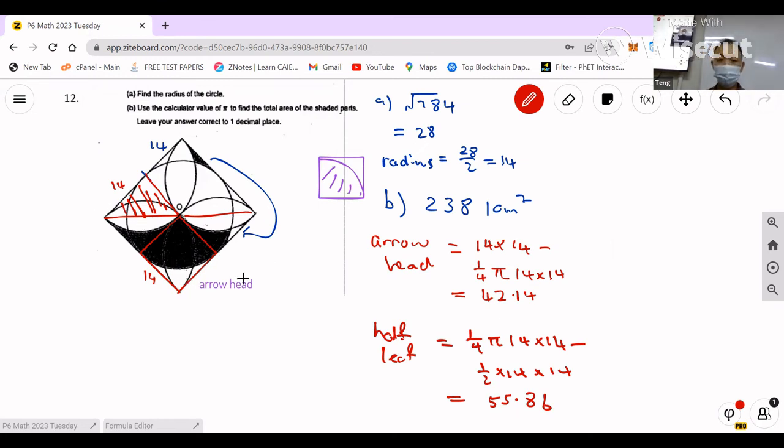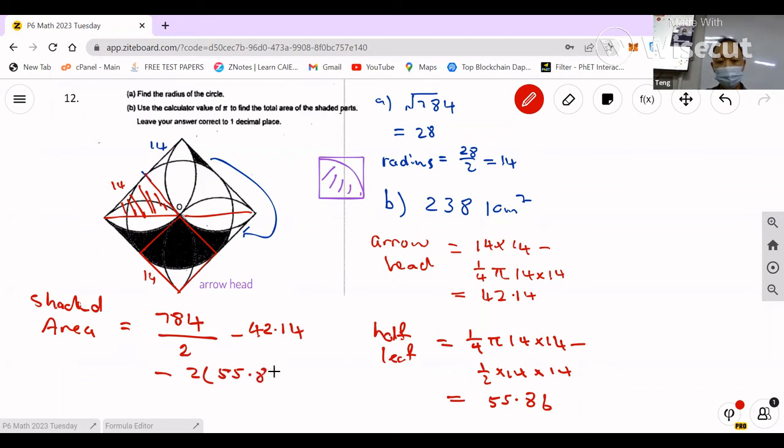Let's see if that works. So 784 divided by 2, 392 minus. Yep. The area of the shaded part: 784 is the area of the whole square, divided by 2, minus the arrowhead and minus twice the half leaf, 2 times 55.86, and the shaded area will be 238.1. Okay, that's it. Questions?